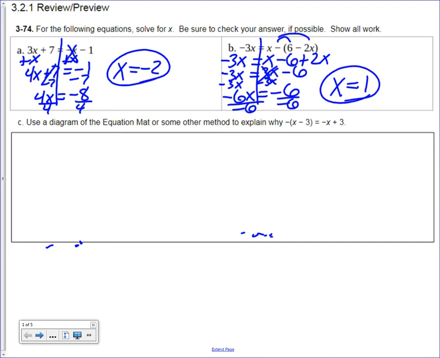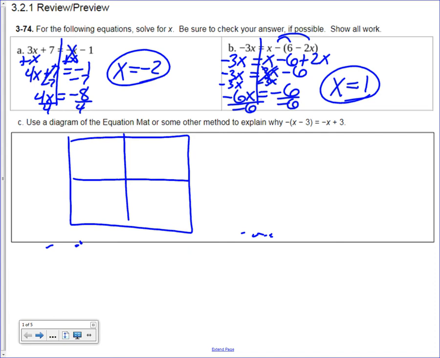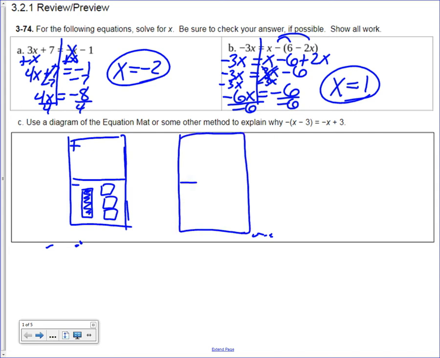For C, use a diagram of the equation mat or some other method to explain why the opposite of x minus 3 is equal to the opposite of x plus 3. So if we looked at it on an equation mat, actually, let's draw two different equation mats. So if this was 1, the first one would be the opposite of x. So I'd have a positive x and 3 negative 3's. If I drew that on the other mat by flipping it, I would get a negative x on top and 3 positives, which shows that the opposite of x minus 3, which is this one, when it's flipped, it's negative x plus 3.